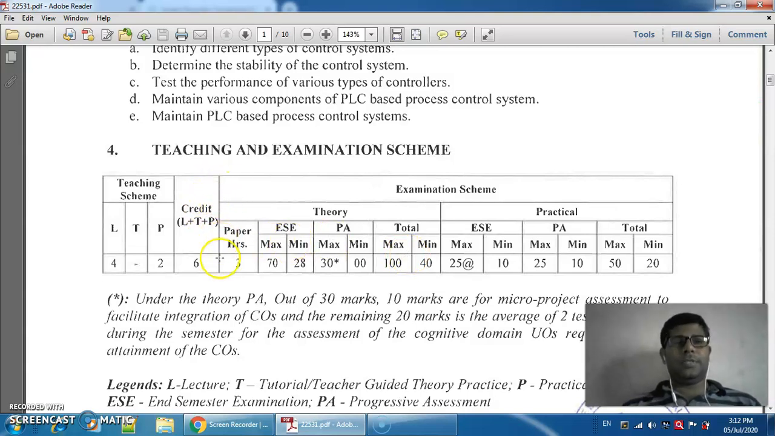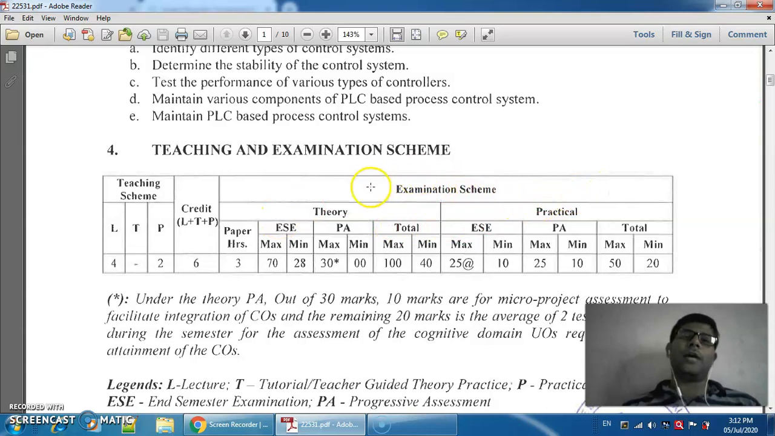See this line: the left part of this line, I would say this part, is the teaching scheme. This is for your teacher, so you are not bothered about it, you can neglect this. And the right part, that means this part, the examination scheme, is for students.